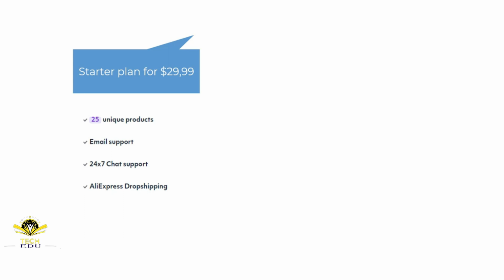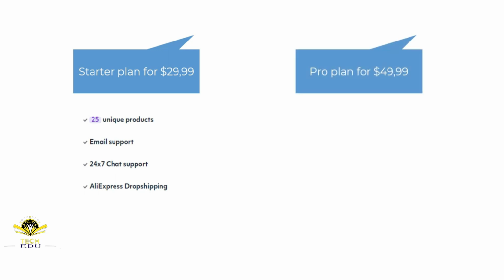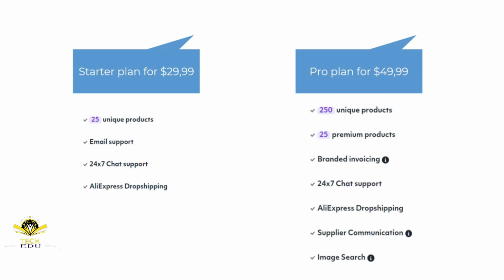Now, of course, when I say 25 unique products, you cannot sell more than that automatically. Of course, you can sell more if you want on your store. You can even add 300 products on your store. Nobody's telling you anything. But with this software, for $29 per month, you only get to use it for 25 unique products. Now, the Pro plan is $20 more than the Starter plan, and the difference is you get 250 unique products plus 25 premium products. So in total, you can list up to 275 products on your store.